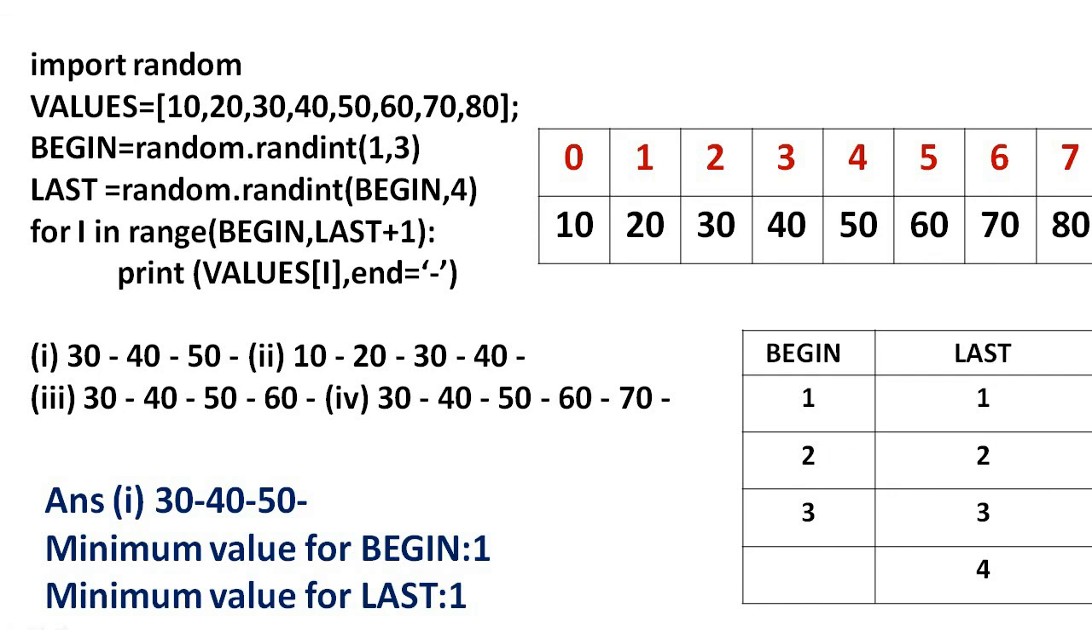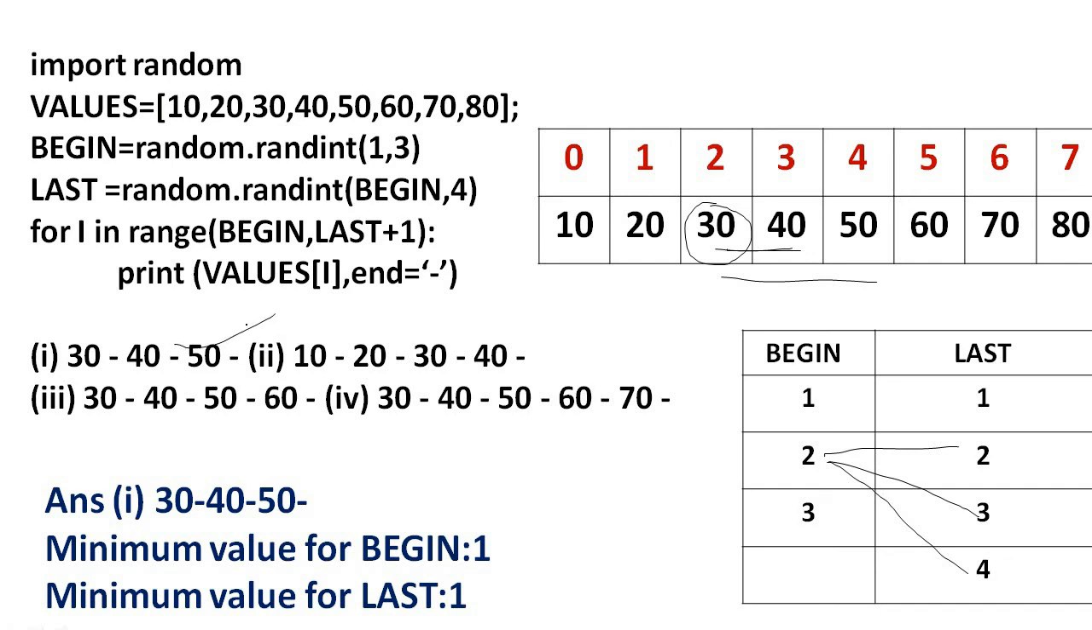2, 1. Begin 2 and last 1. That will not create any output. Next is 2 to 2. What is at 2? 30. So this will result 30 dash. That is not there in our option. Then go for the next one. 2, 3. That is 30 dash, 40 dash. That also not there. Then go for the next one. 2, 4. 30 dash, 40 dash, 50 dash. Yes, it is there in our option.